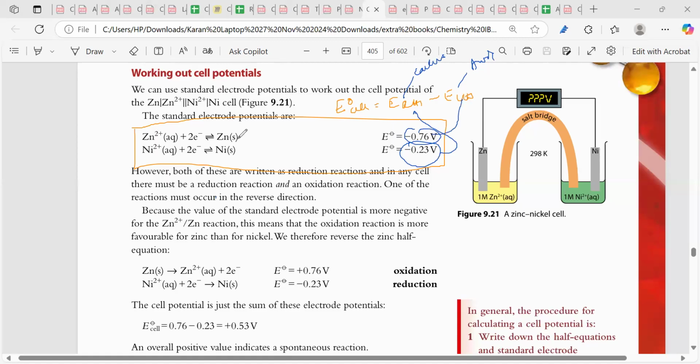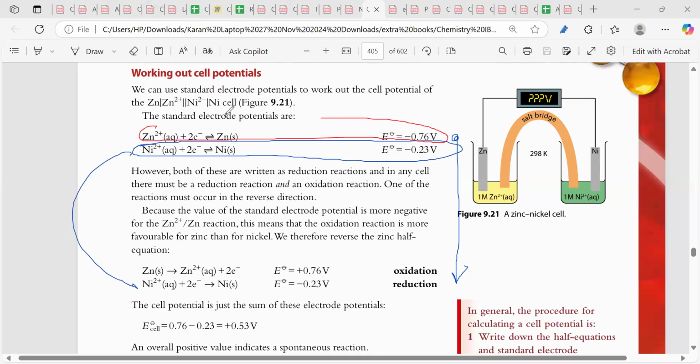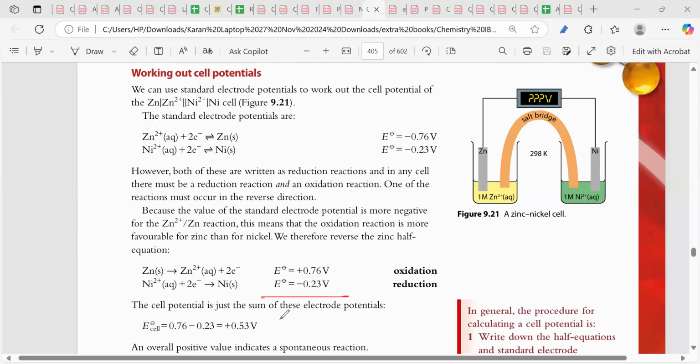Clear, everybody? Now, if you're given the question to write down the overall cell equation and the cell potential, it is better to proceed like this. This is the cathode, we take it as the cathode, and this we take as the anode. The anode we have to flip, Arnav. We have to flip the sign also. Can you see this? After that, you have to add these to get the E cell. Is it clear?